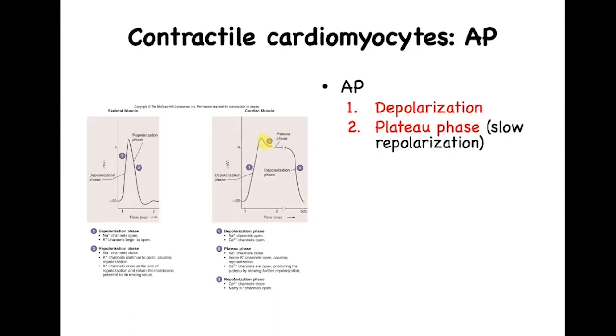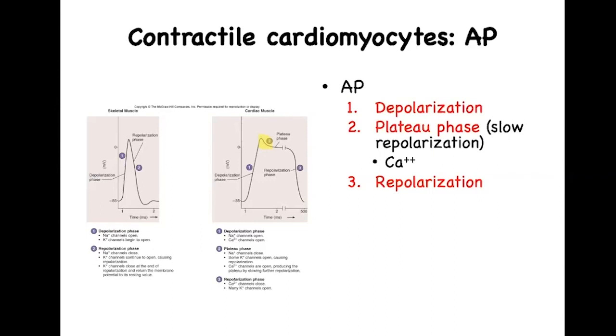Phase 2 will be the plateau phase. There is that brief period that I've highlighted in yellow that is a slow repolarization, and this is due to the fact that a few of the potassium channels are open, and so you have some potassium that is leaving the cell. However, you have more calcium that is moving into the cell because at this point, the calcium channels are completely open and you have an influx of calcium. So calcium is moving in, and this is what's responsible for the plateau phase. But that very brief repolarization highlighted in yellow is due to a small efflux of potassium.